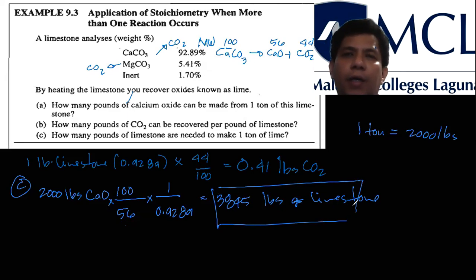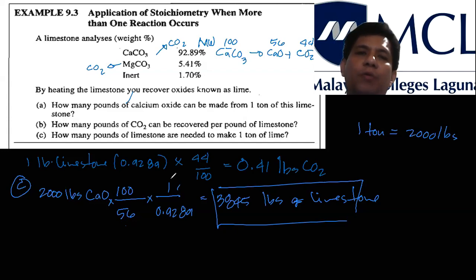You will compare the answer in the book. You will find a different answer because the book solution has not considered that the limestone is only 92.89% calcium carbonate. So I guess this particular answer is more accurate.